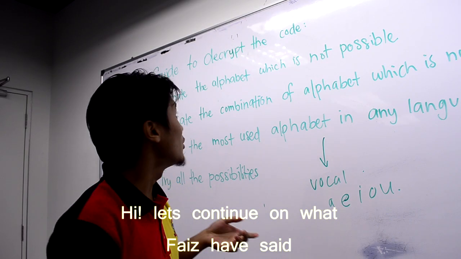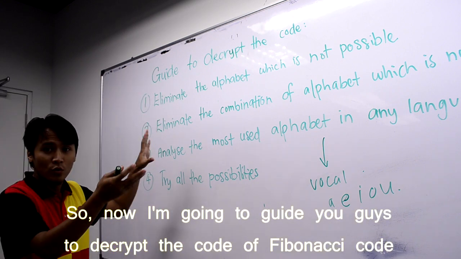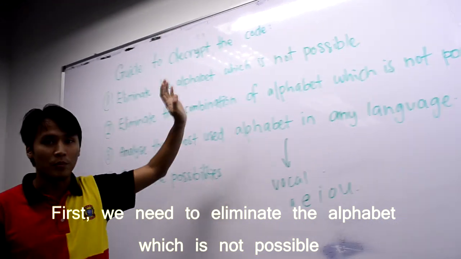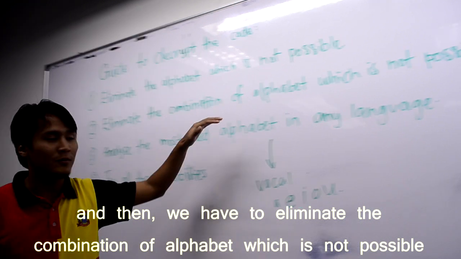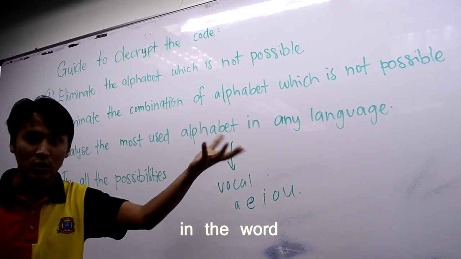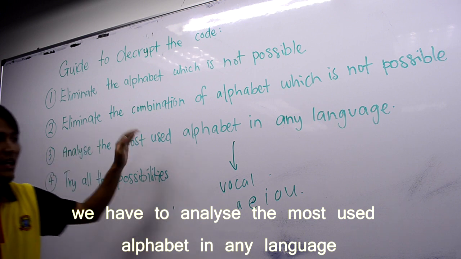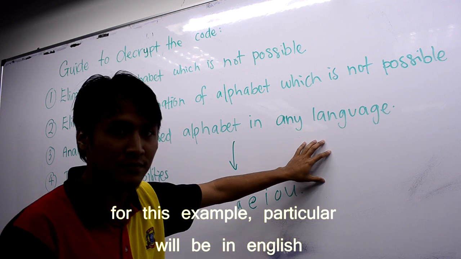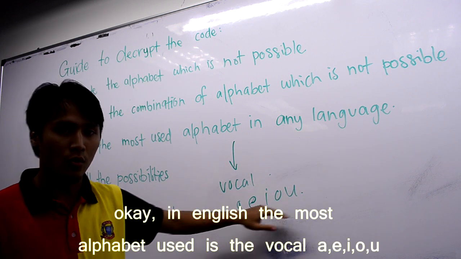Hi, let's continue what Faiz has said. Now I'm going to guide you to decipher the Fibonacci code. First, eliminate the alphabet letters which are not possible. Then eliminate the combinations of letters which are not possible in a word. Third, analyze the most used letters in the language. For this example, the language will be English, and the most used letters are the vowels A, E, I, O, U.